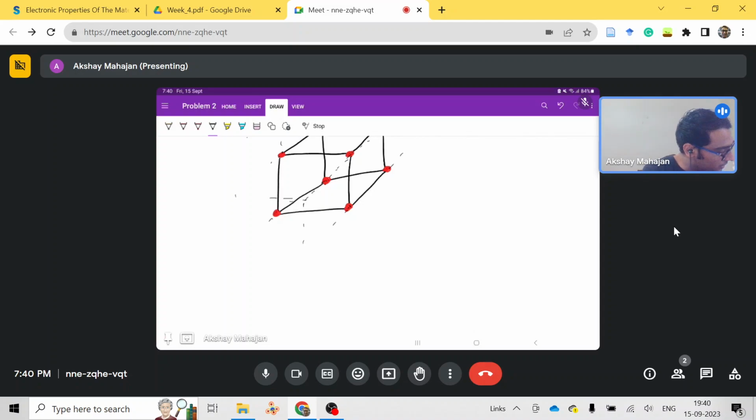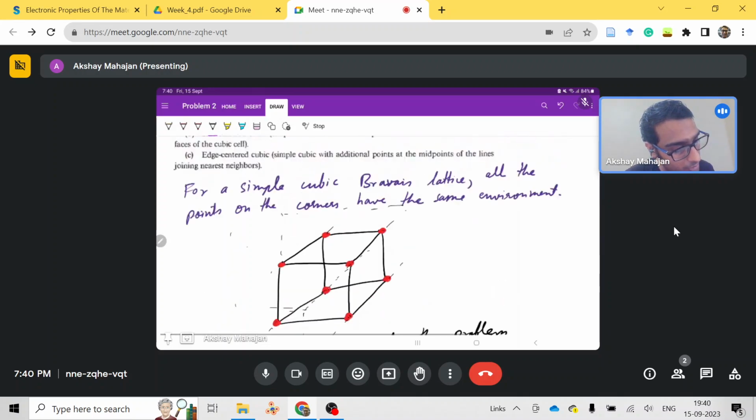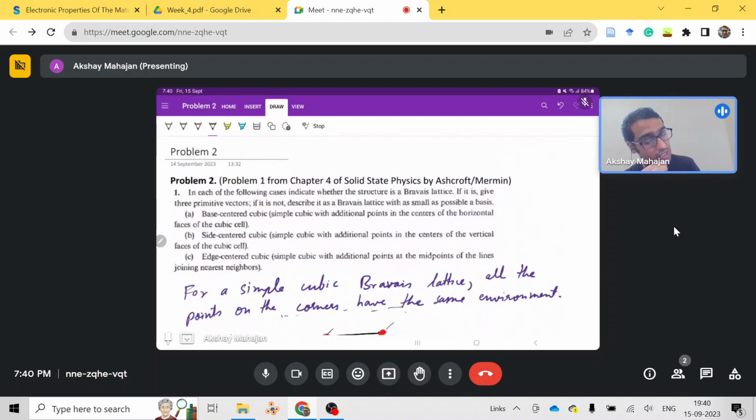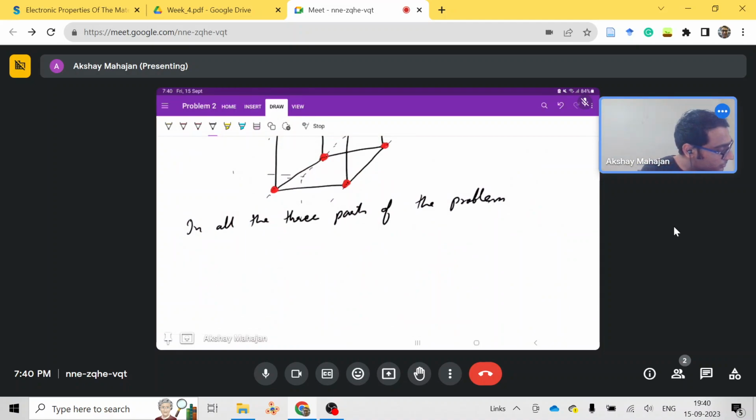Now, in all the three parts of the problem, what we have to find is whether the structure we form from this cubic lattice is a Bravais lattice or not. If it is, we have to give the primitive vectors, and if it is not, we have to describe it as a Bravais lattice with as small a basis as possible.